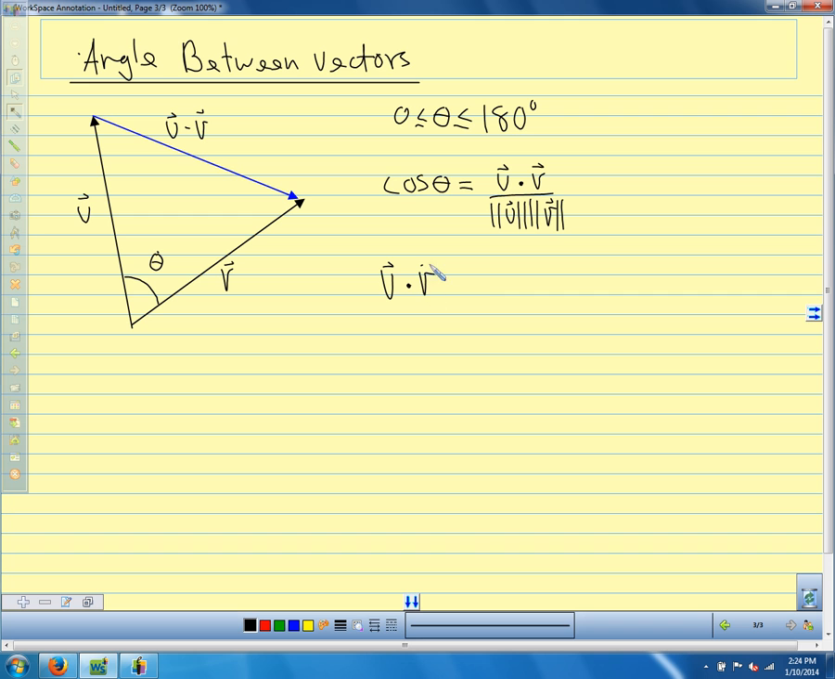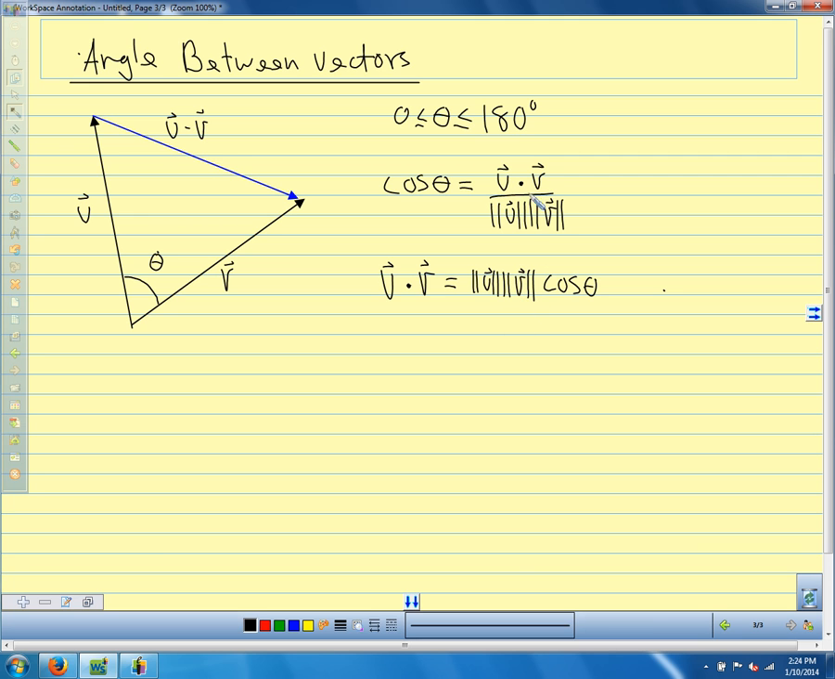u dot v equals the magnitude of u times the magnitude of v times the cosine of the angle between them. This doesn't require me to know the components of u and v. It only requires me to know the magnitude and the angle between them. So I don't need to know the components here to find my dot product. This gives us a way to find the dot product if we don't know the components of the vector.